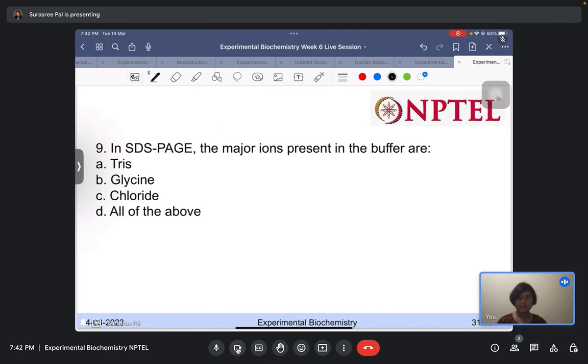So the correct answer is all of the above. All these ions, Tris, glycine, chloride, all these ions are present in the buffer.